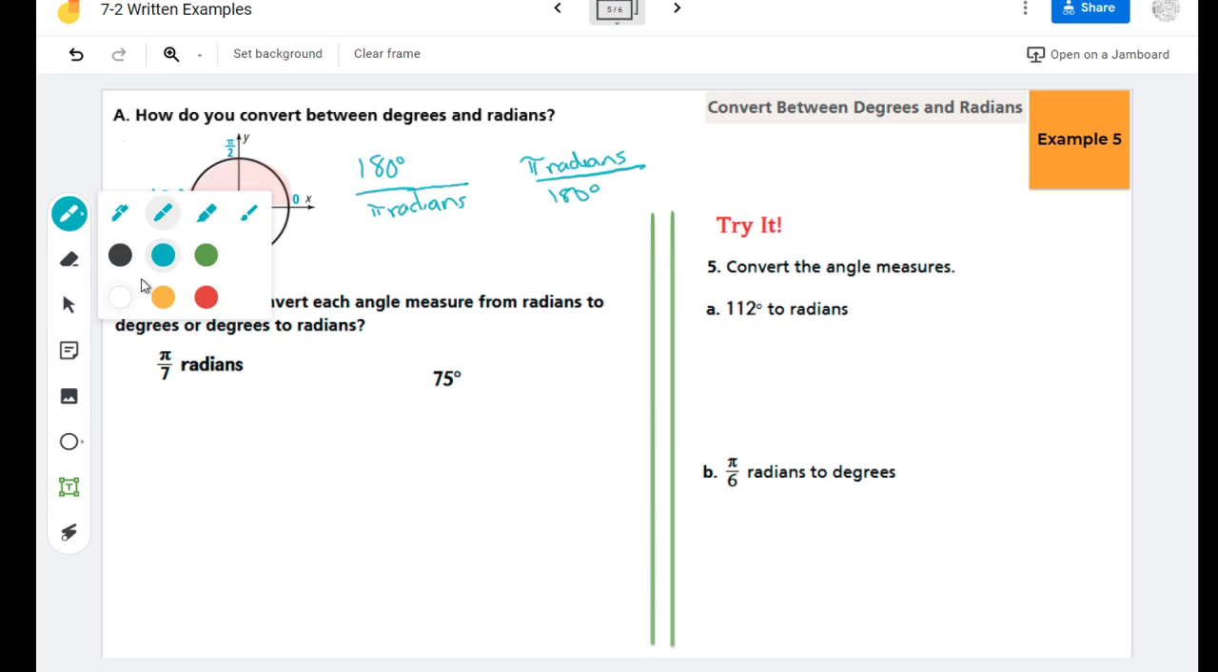Alright, so let's try letter B. The first thing is that we start with pi over 7 radians. So if I have radians and I want to go to degrees, I'm going to choose the ratio that has degrees on the top and radians on the bottom. Because when I multiply it, it's going to cancel out the radians, leaving me with the degrees.